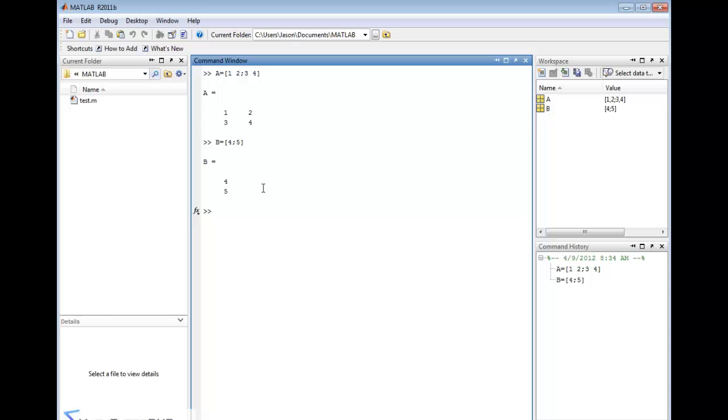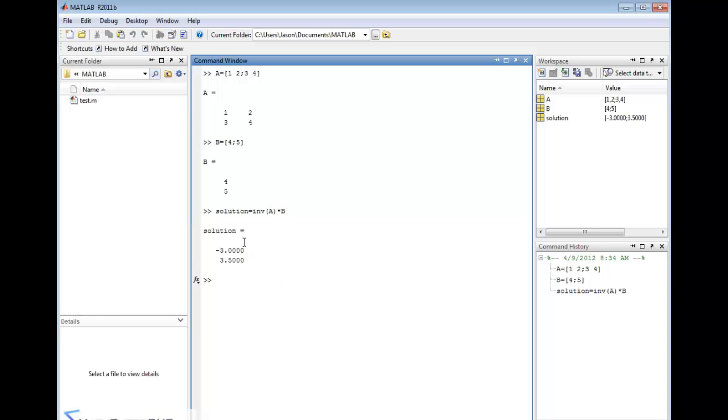So ultimately, to find the answer, I could say something like solution. I can set the solution equal to the inverse of matrix A times matrix B. This INV is a function in MATLAB. It takes the inverse of matrix A, it does a matrix operation to find that answer, and then it takes that inverse and multiplies it times matrix B, and that is going to be the solution.